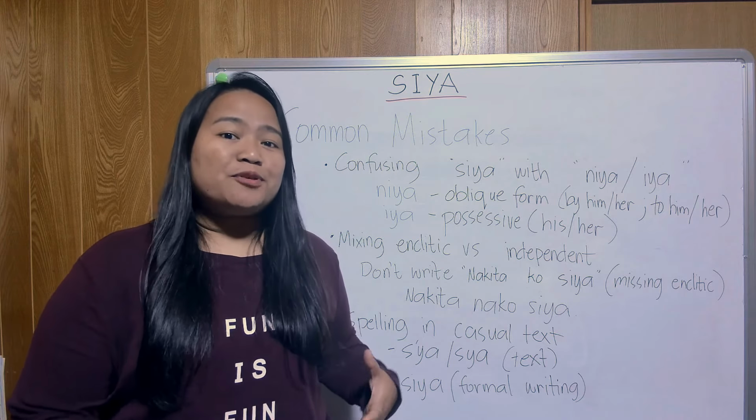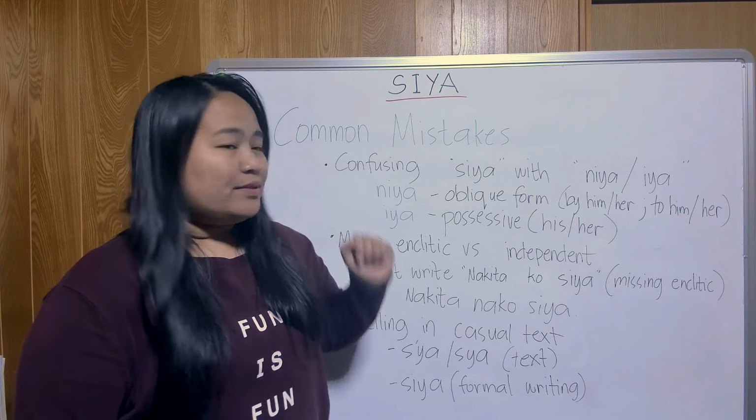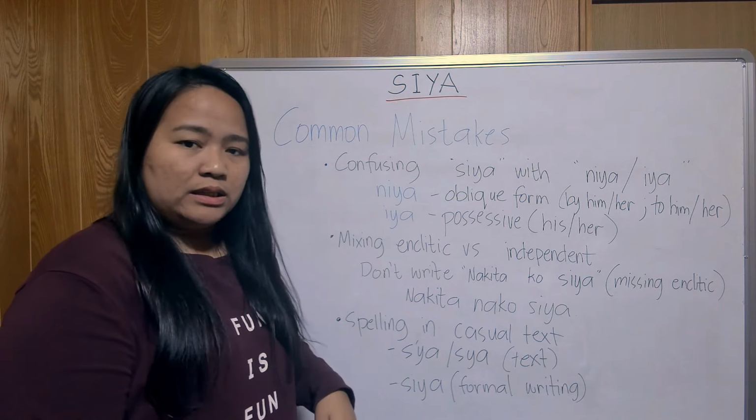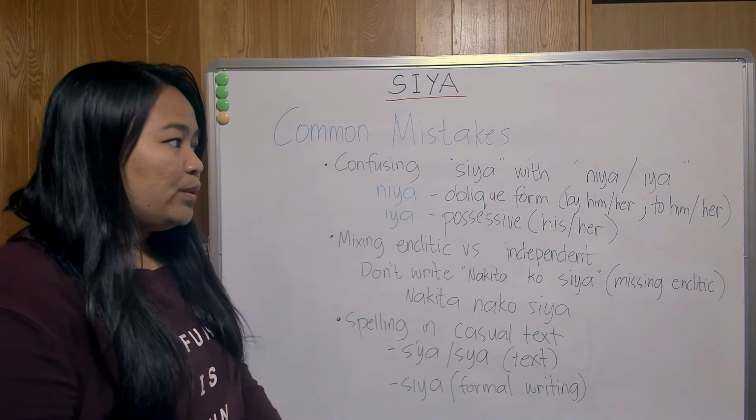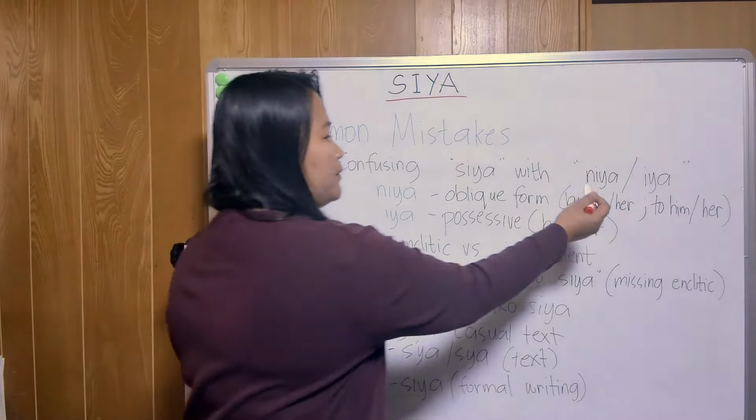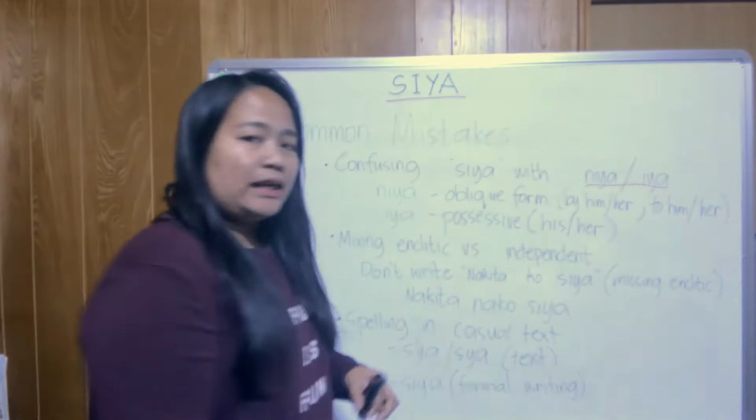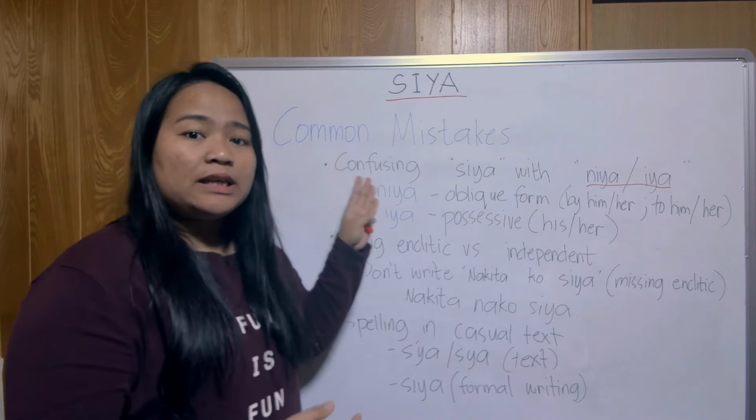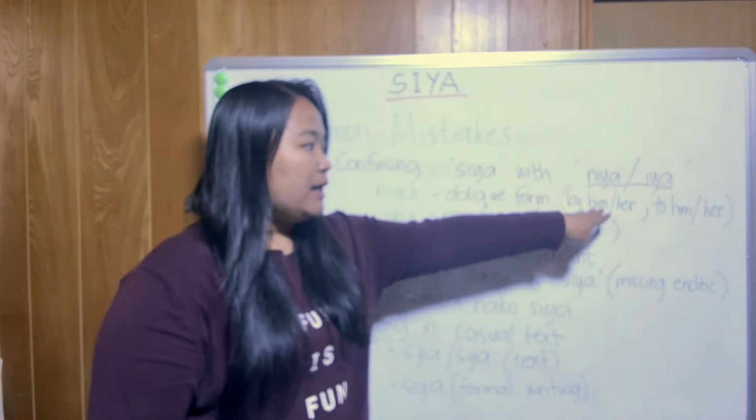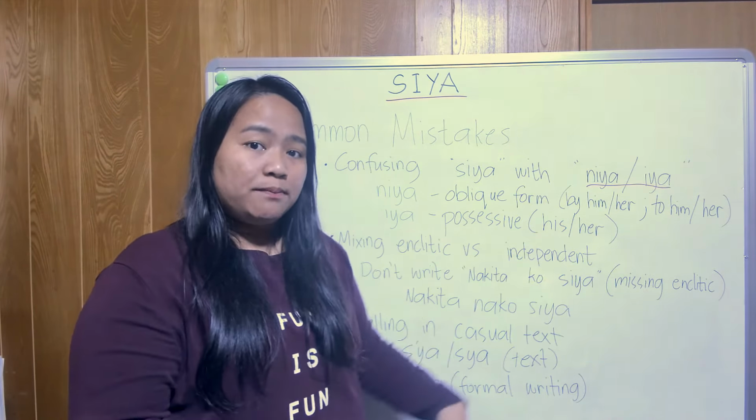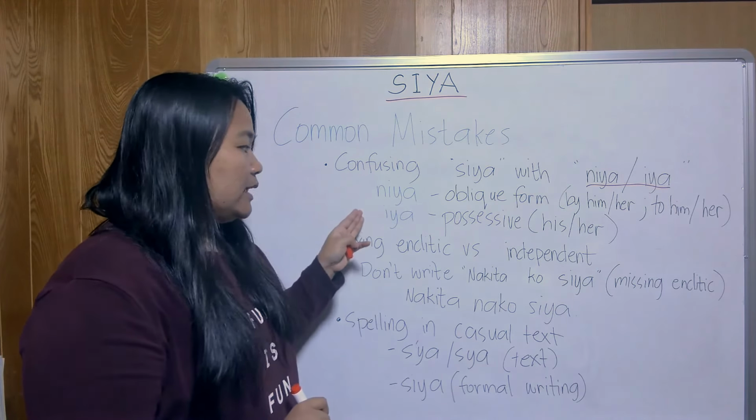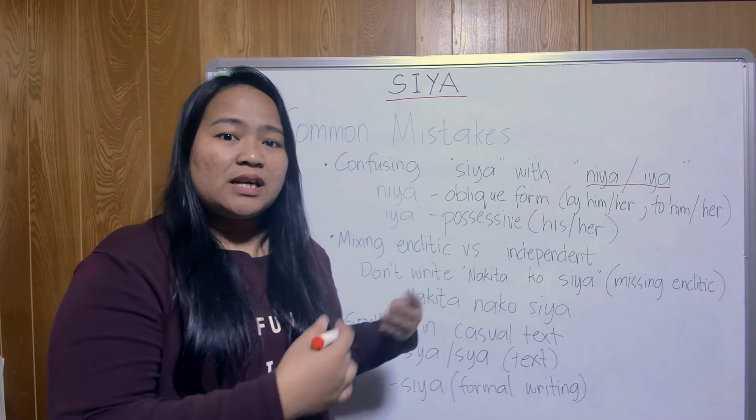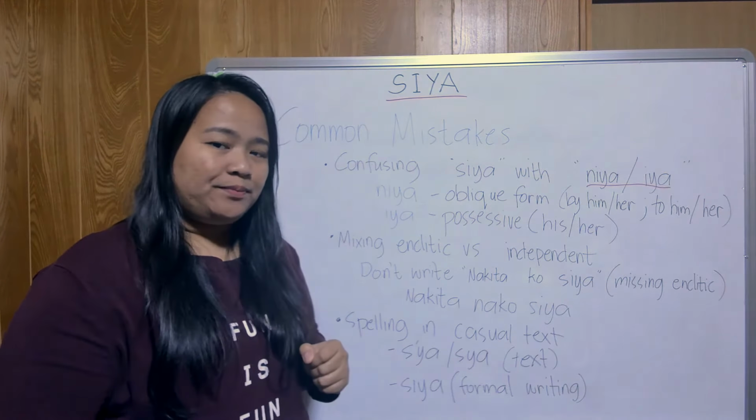Let's check the common mistakes of siya. So first is confusing siya with niya and iya. So niya is an oblique form. So it means by him or her or to him or her. And iya is the possessive one. It means his or her.